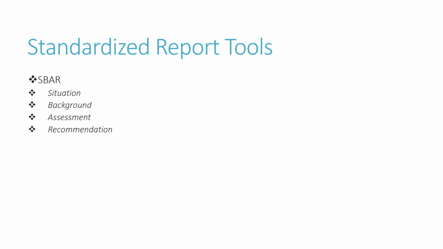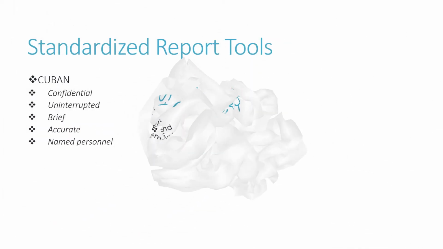Standardized report tools that are recognized by JCAHO, such as SBAR, is one that most of us are familiar with. The acronym stands for Situation, Background, Assessment, Recommendations. Another useful tool recognized by JCAHO is CUBIN, which stands for Confidential, Uninterrupted, Brief, Accurate, and Named Personnel.